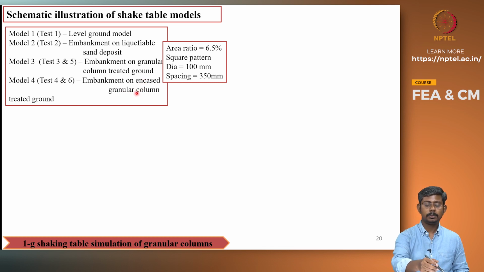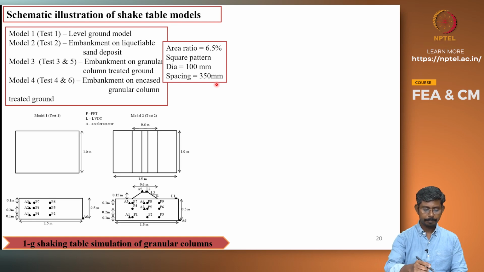So here geogrid is used as an encasement. The area ratio considered was 6.5% and the square pattern was adopted. The diameter of column is 100 mm and the spacing between the columns is 350 mm.